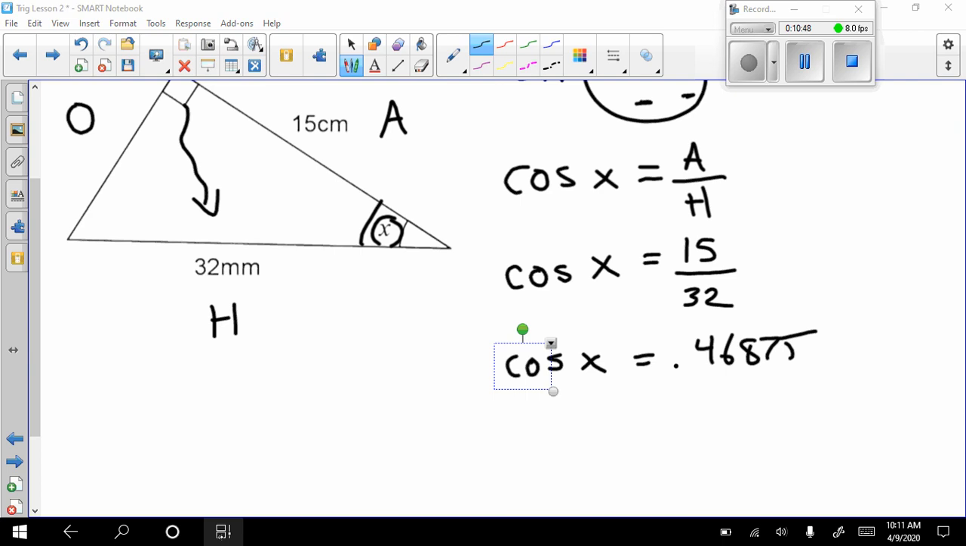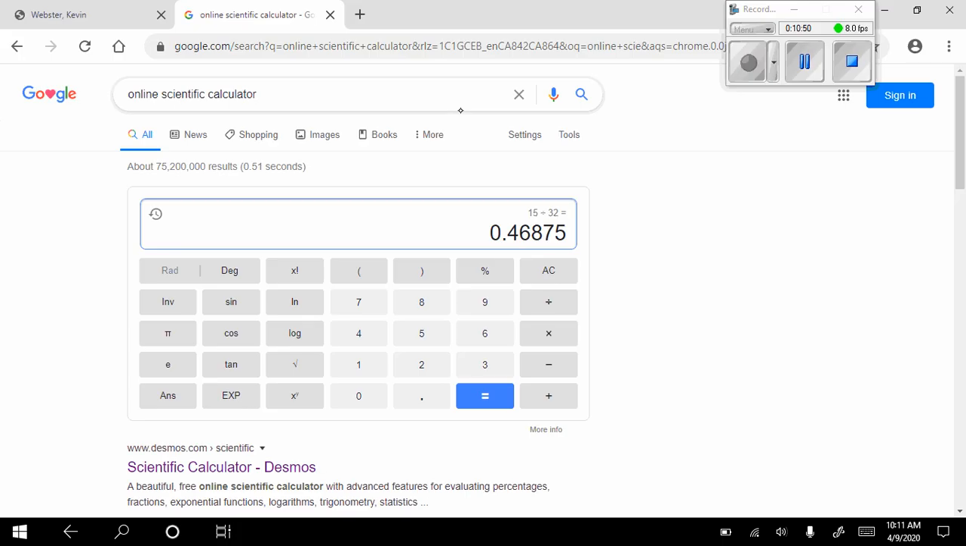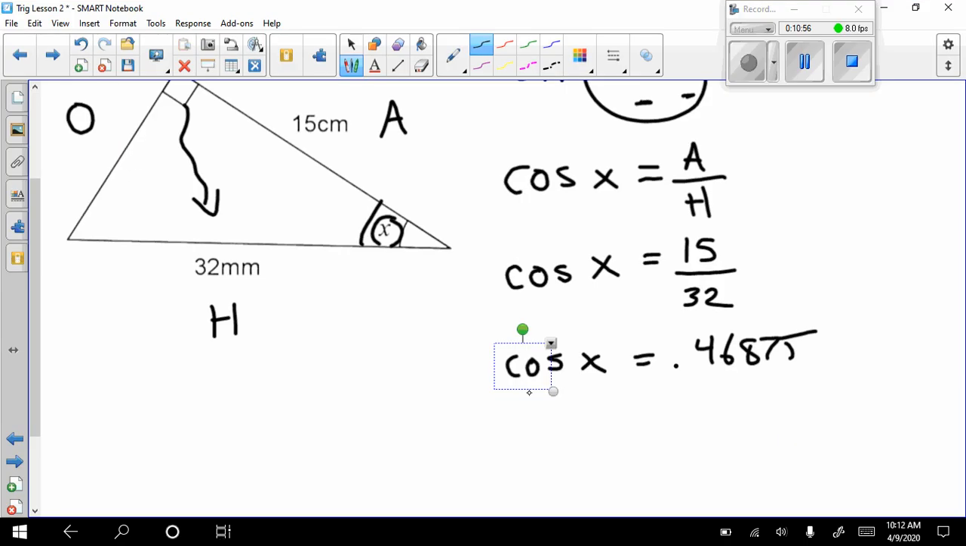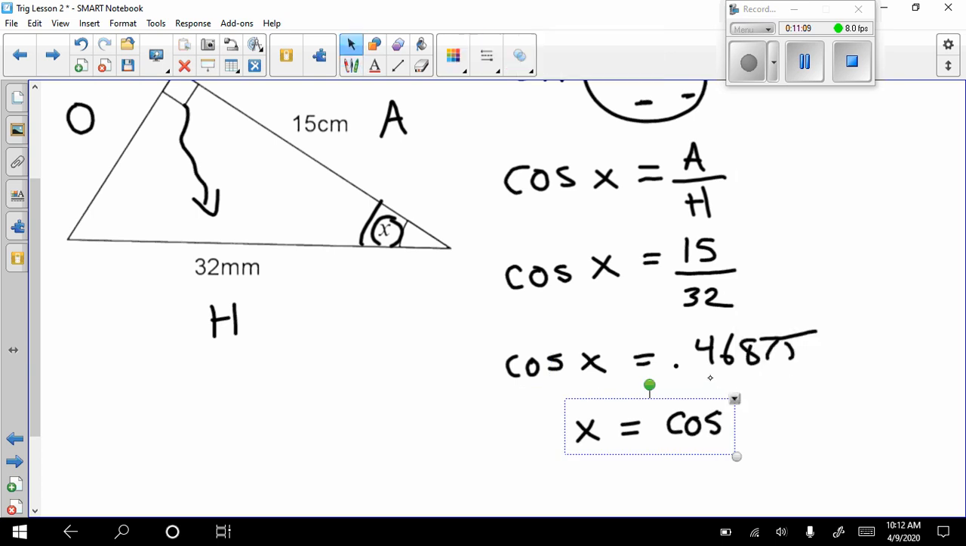0.46875. I think that was what it was. 0.46875. Good. Okay. And now I need to get rid of the cos because I want the angle. I don't want cos of the angle. I want the angle. So this is where we do that little thing where we do the inverse. And so to move the cos over, I'm going to do this little operation called the inverse.